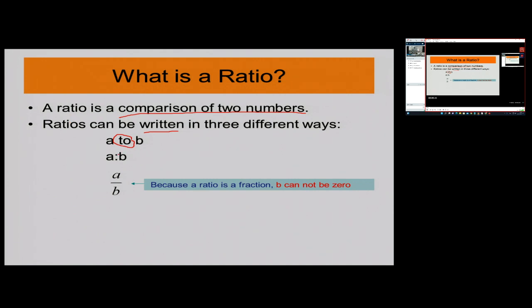Listen here. Or we also have this one, the colon form. You can read it as A to B. Or you can use the fraction form. These are the three ways to write a ratio. It's up to you whichever you want to use. But normally, we use the fraction form for ratio. We don't actually use the colon one, but this is how you read it: A is to B, or A to B.